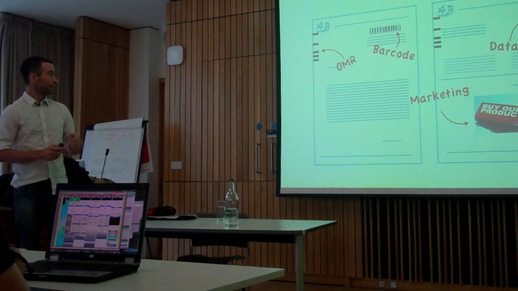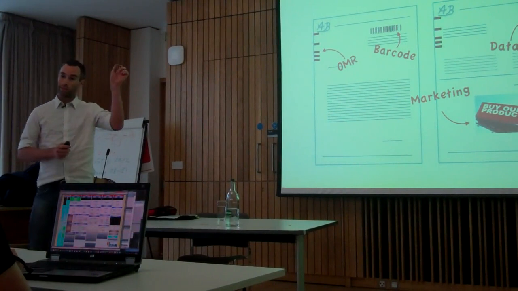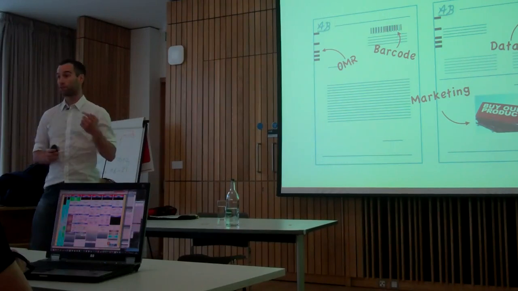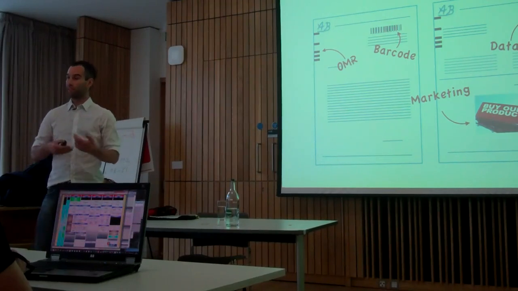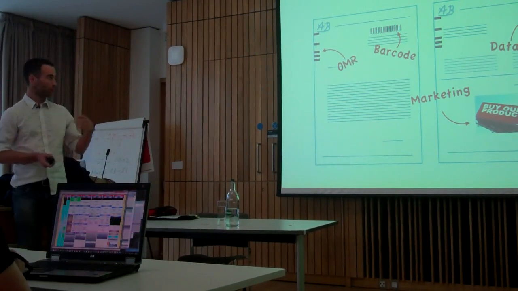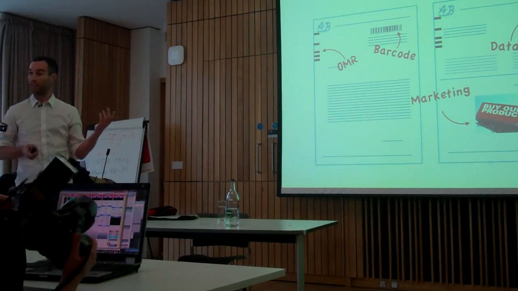We can also add these OMR codes, which are these black stripes you'll see down the side of letters that you get. And they're codes that are used to control the folding machines and the envelope stuffing machines and so on along the way. And also to sort of make sure that all the pages have gone in. So there are codes to that equipment. And again, we can add that.